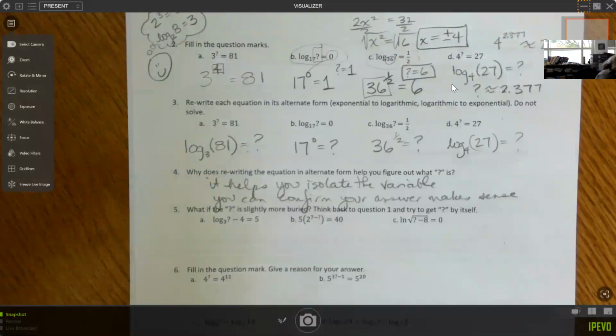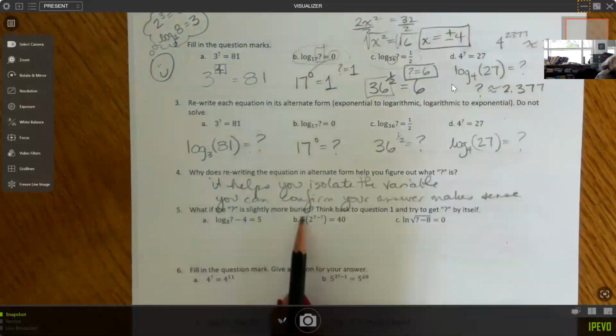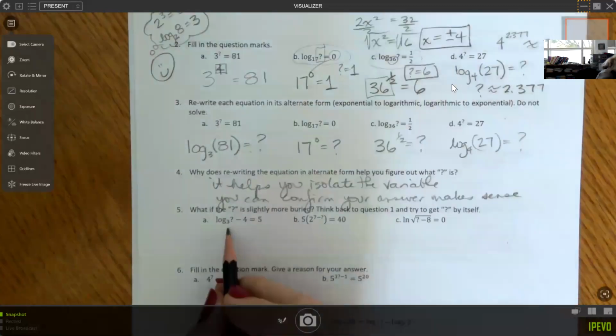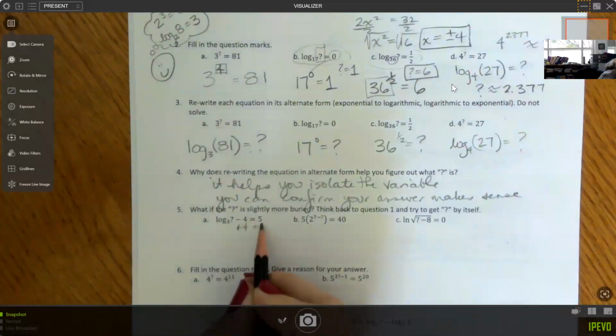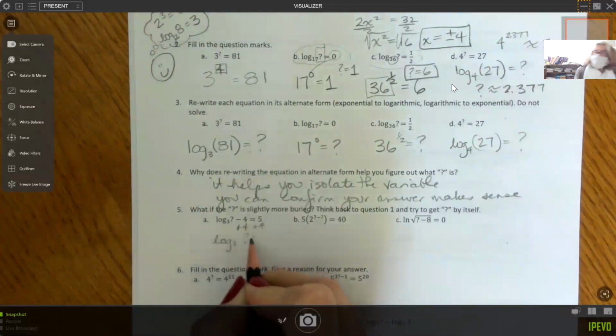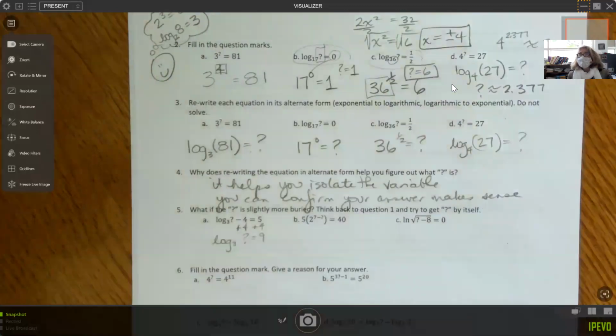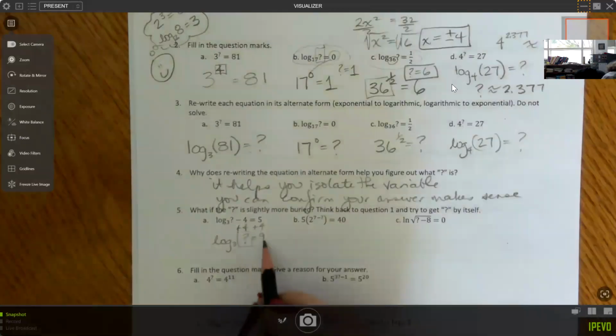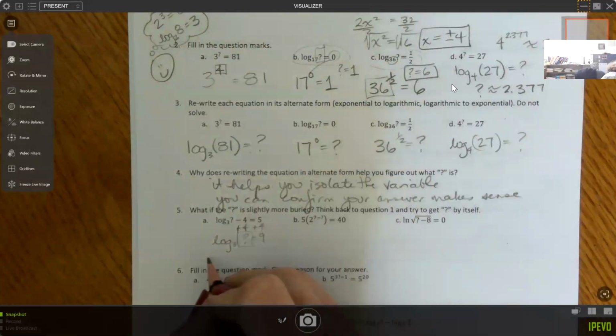So now we're going to have to do a little bit more work to isolate the question mark. Okay. So what if it's slightly more buried? Thinking of that first question, here I'm just going to add 4 to both sides. And now this is a good example of one where you have to be a little bit careful. Am I the only person that when I see a base 3 and a 9, I might think, oh, is it 2, because 3 squared is 9? Maybe I'm the only one, but it's not, because this is saying log base 3 of something equals 9. So it's actually saying 3 to the 9th equals that question mark.